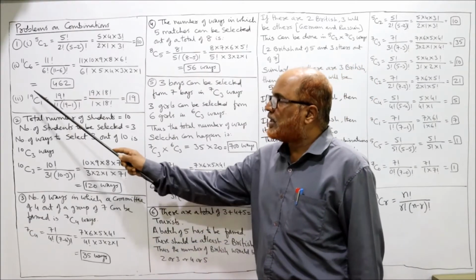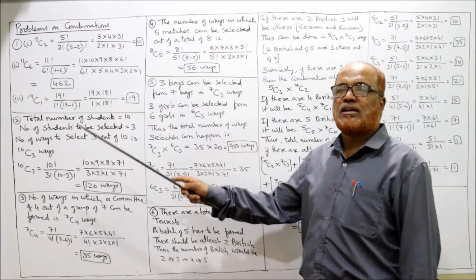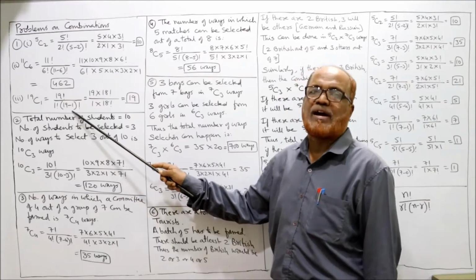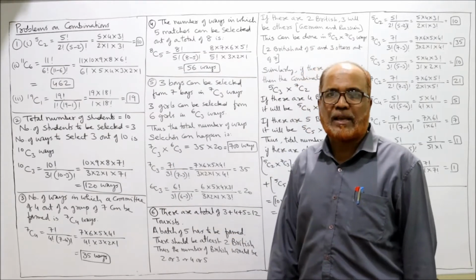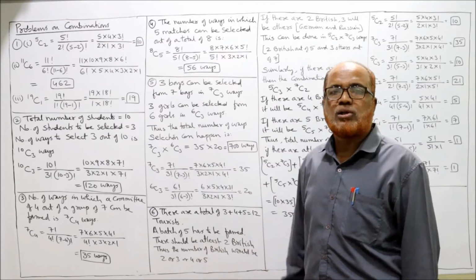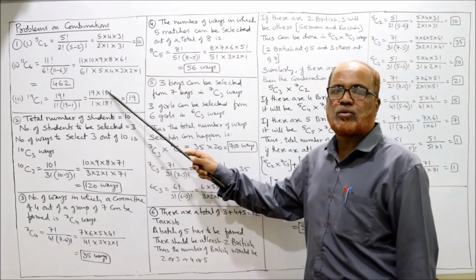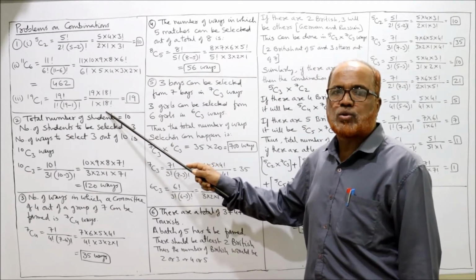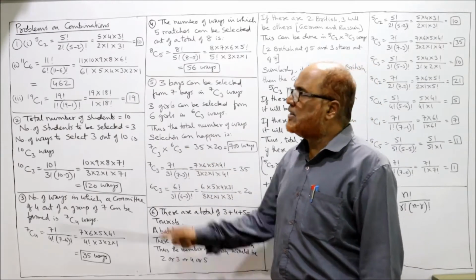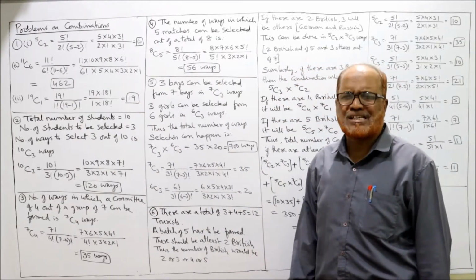Now, the third problem is 19C1. N is equal to 19, r is equal to 1. So 19 factorial divided by 1 factorial into 19 minus 1 factorial. 19 minus 1 is 18. In the denominator we have 18 factorial, so in the numerator also we will stop at 18 factorial. So 19 into 18 factorial. 18 factorial will get cancelled. The remaining 19 will be left. That's it. This is the first problem on combination, a basic problem.